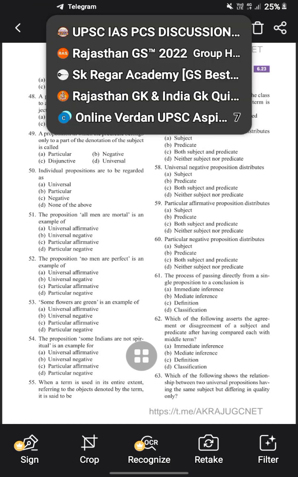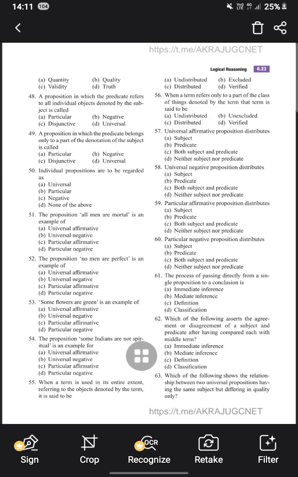The process of passing directly from a single proposition to a conclusion is immediate inference. Which of the following asserts the agreement or the disagreement of a subject and predicate? That is B, immediate inference.